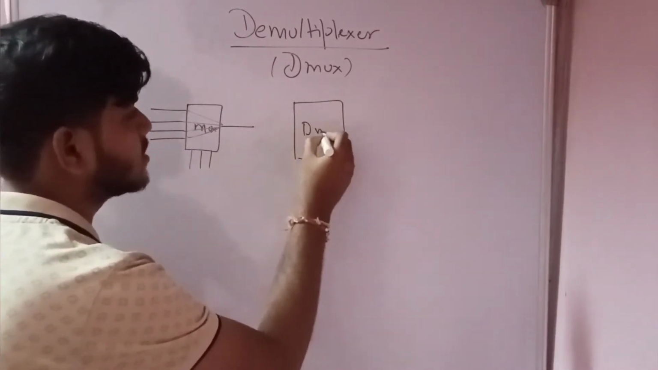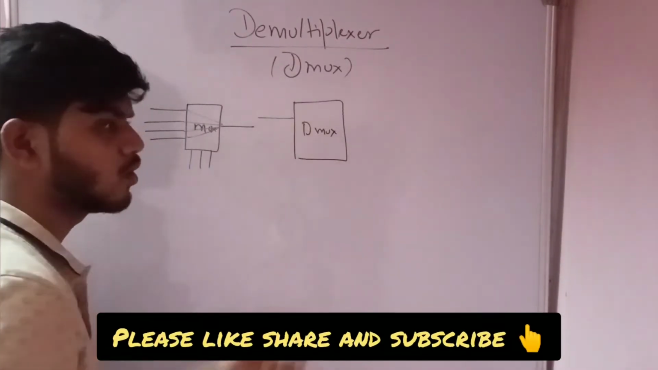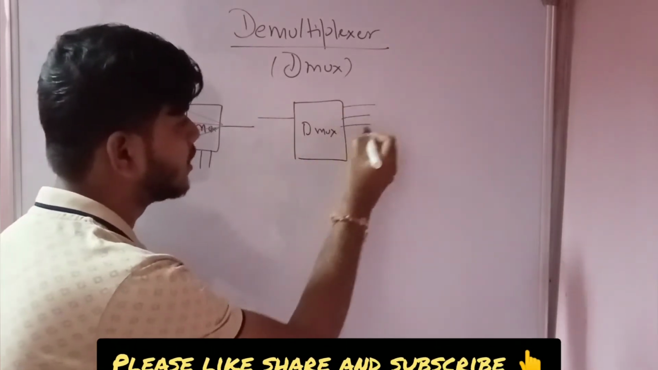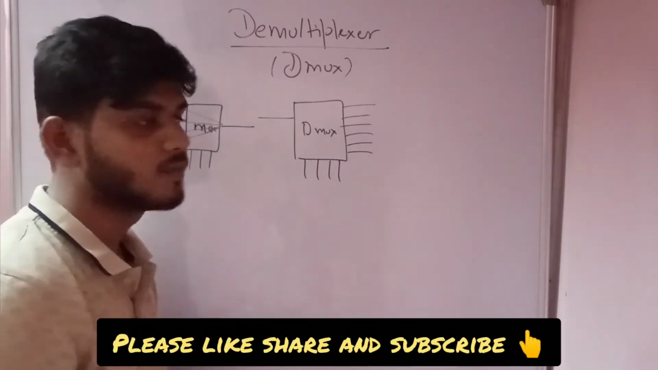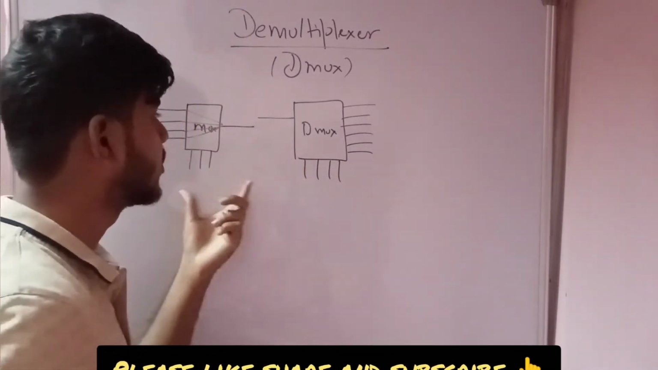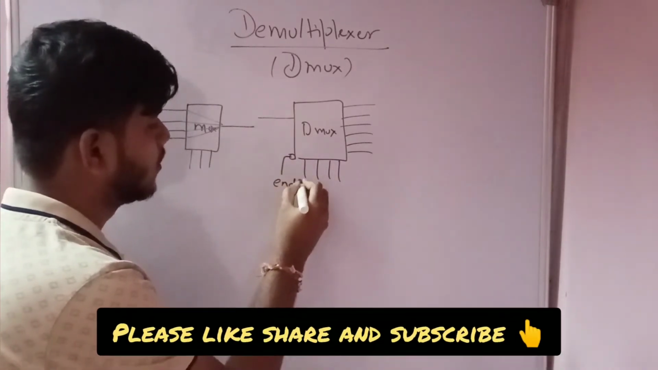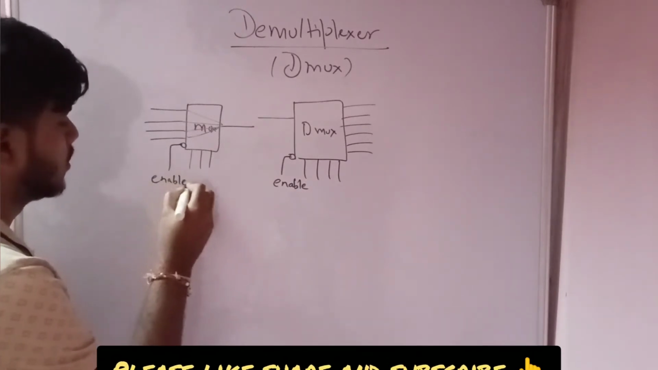But in case of demux, what is that? It's just the opposite of mux. We have a single input, also called a data input, and that input is given to all the outputs on the basis of your select lines. So this is the basic difference between mux and demux, and overall there will be an enable pin, in both cases. In some cases it is also called strobe.